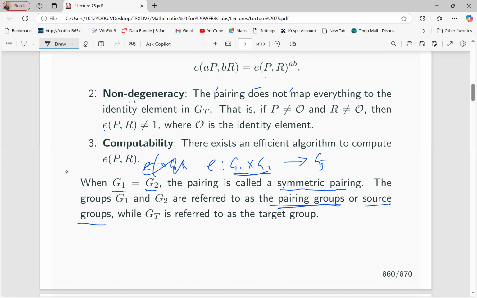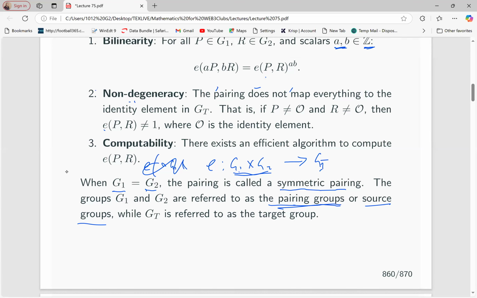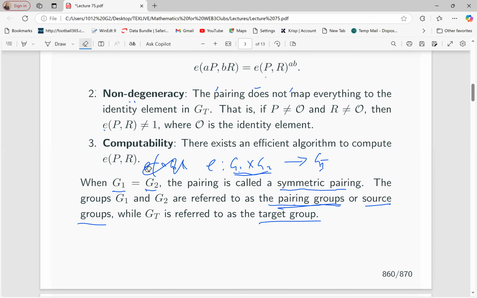But then the group that we are mapping to is what we refer to as the target group. Some books will be referring to them as target groups and so on. So when we use the word target group, you know that is the group we are mapping to. And when you hear us refer to source groups or pairing groups, then we are referring to groups on the left side of this equation.